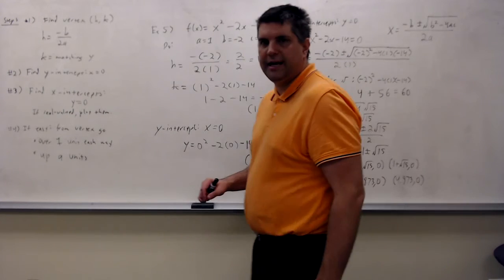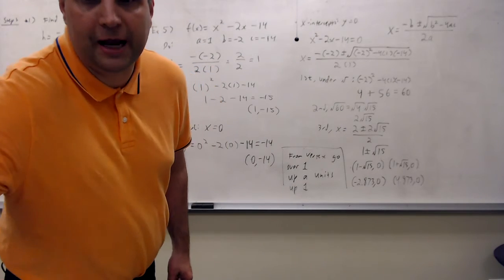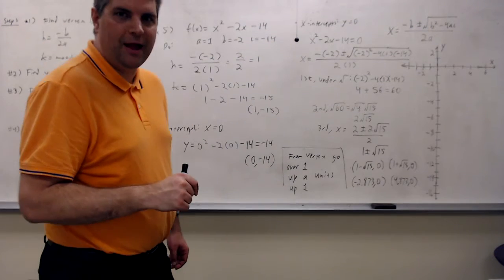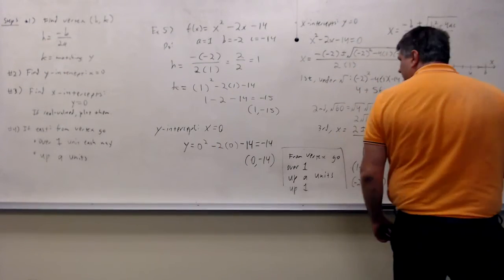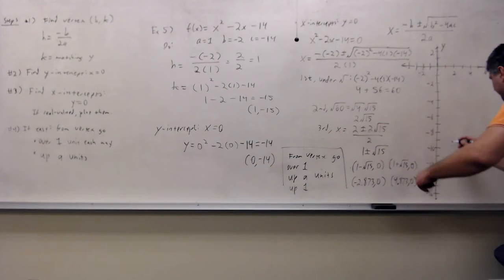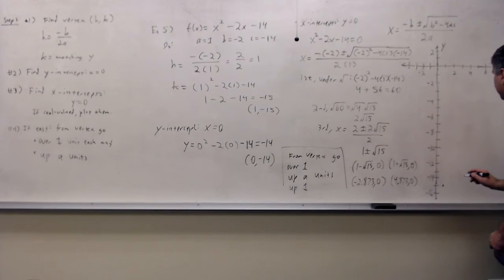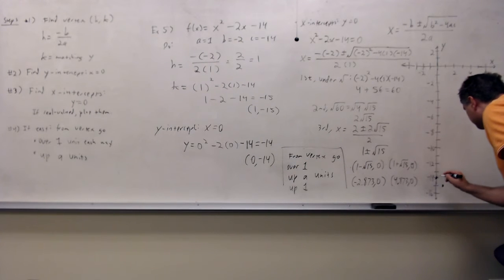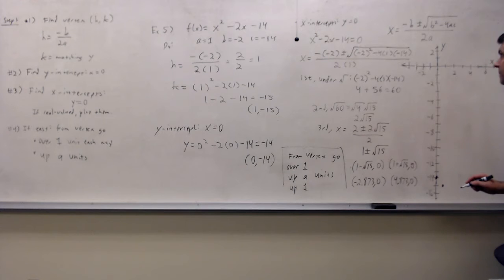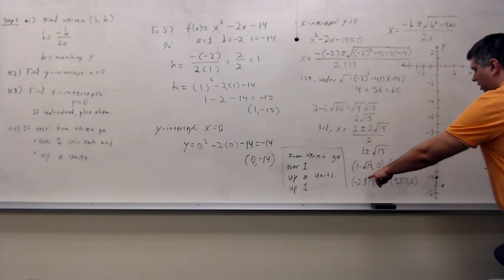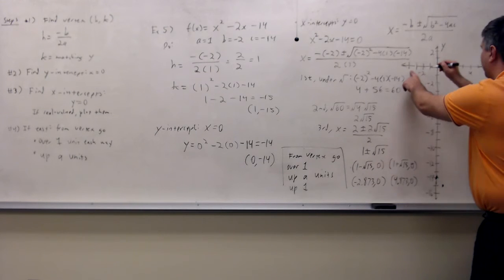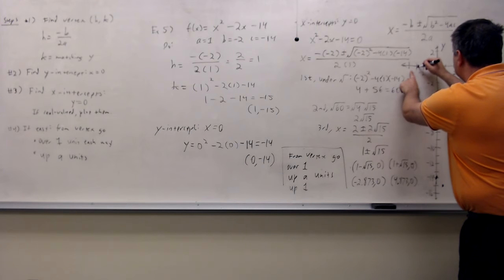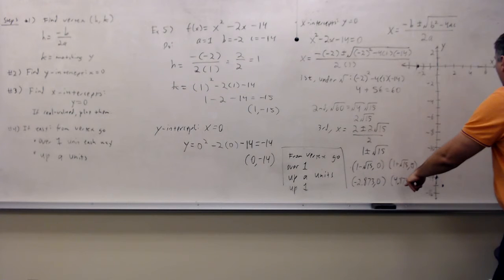So I'm going to pause here and set the grid that can hopefully fit everything. It might be ugly, but I'm going to give it a whirl. Okay, so the vertex was (1, -15). The y-intercept was (0, -14). The x-intercepts were almost -3 and almost 5.